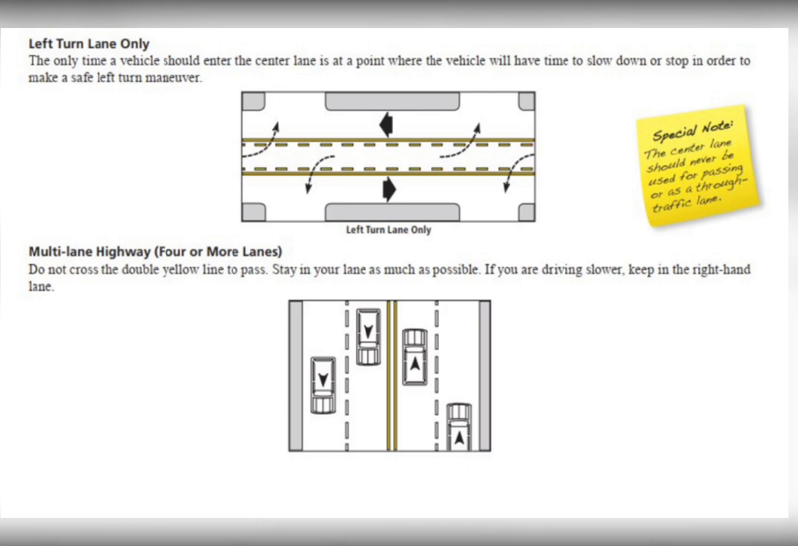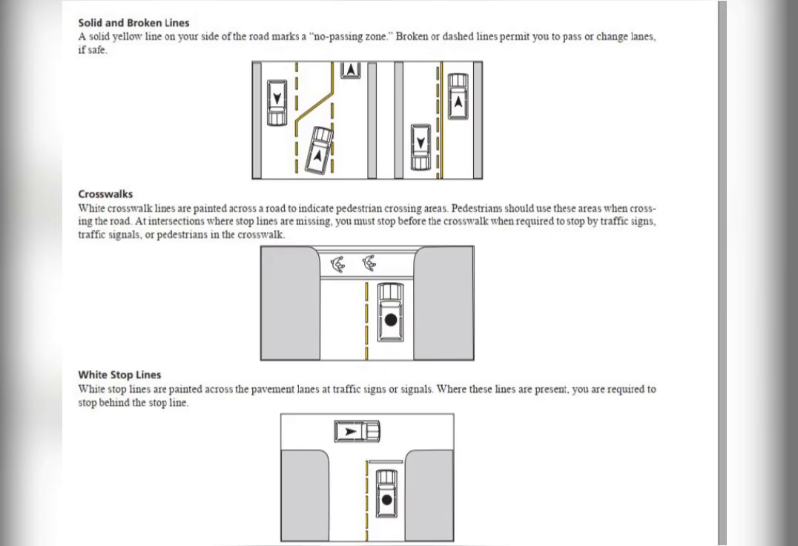Multi-lane highway, 4 or more lanes. Do not cross the double yellow line to pass. Stay in your lane as much as possible. If you are driving slower, keep in the right-hand lane. Solid and broken lines. A solid yellow line on your side of the road marks a no passing zone. Broken or dashed lines permit you to pass or change lanes, if safe. Crosswalks. White crosswalk lines are painted across a road to indicate pedestrian crossing areas. Pedestrians should use these areas when crossing the road.